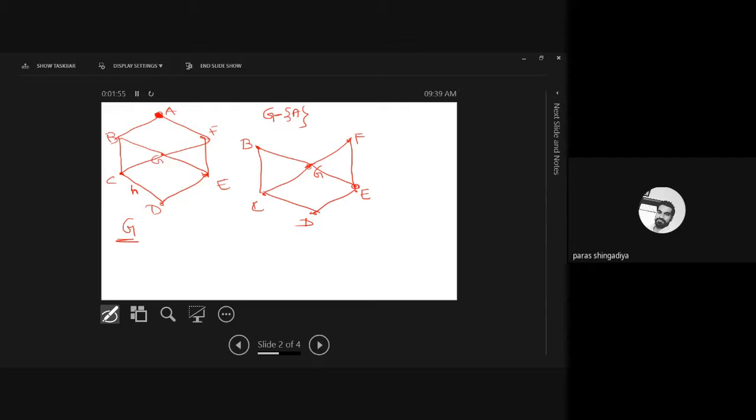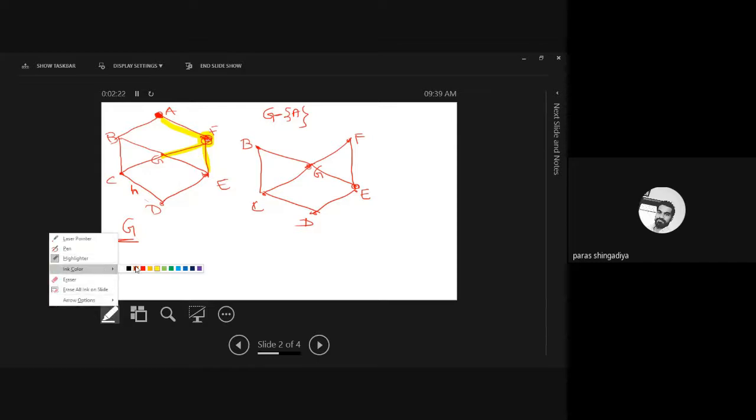Then in the second one, you just try it for G minus F. G minus F means you have to delete this vertex F. So which edges will be removed? Edge GF will be removed, GA will be removed, and GE will be removed. Those three edges with this vertex will be removed.